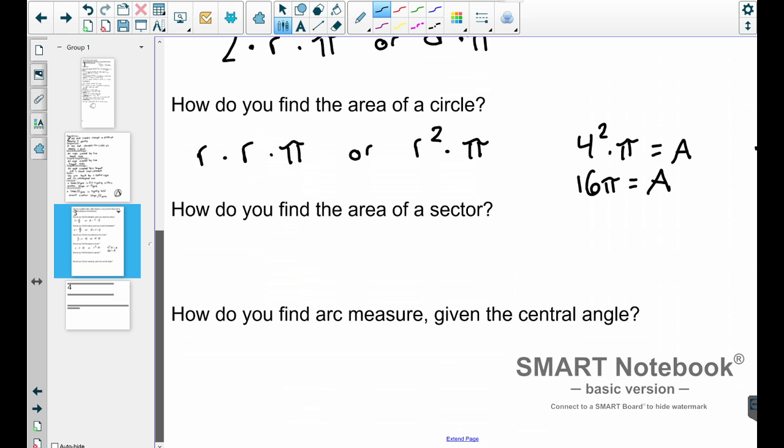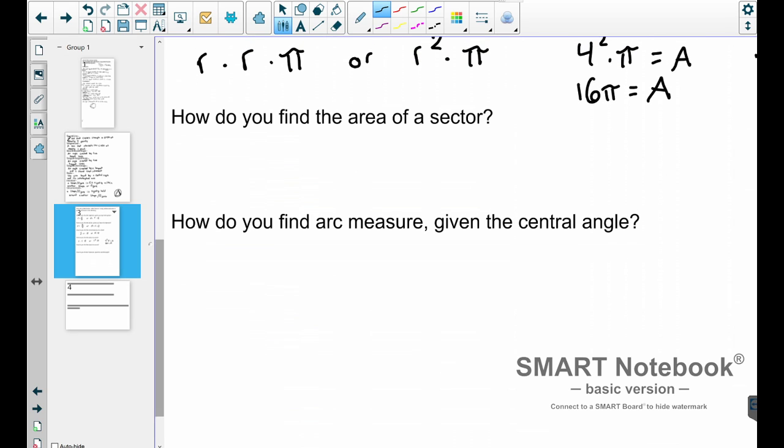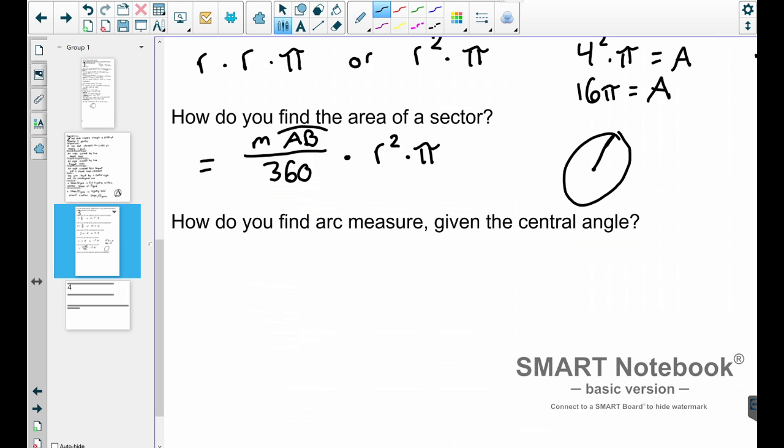Something like that. How do you find the area of a sector? Now this one has a few different parts, right? We say the area of a sector is equal to the measure of whatever arc we're dealing with, we'll just use AB, divided by 360 times the area of the circle, which is radius squared times pi. That would work in this instance if our arc was AB. So the measure of the arc divided by 360 times the area of our circle.